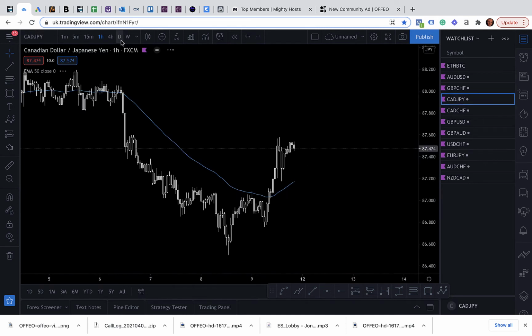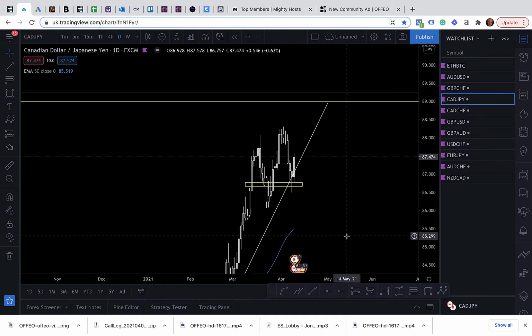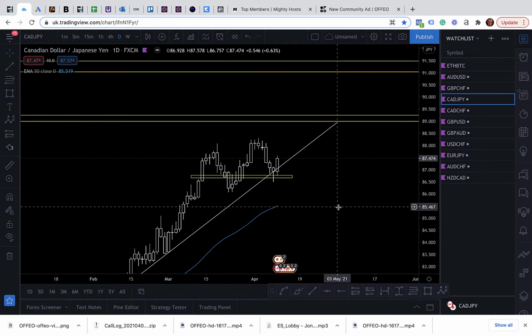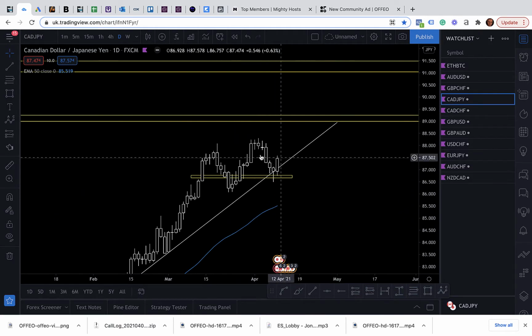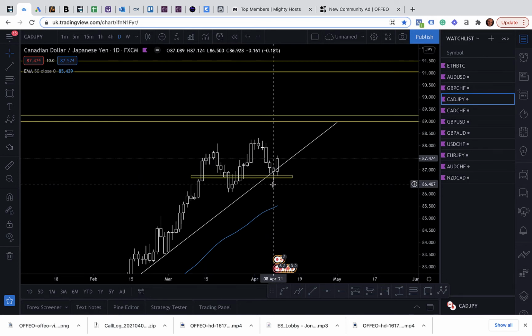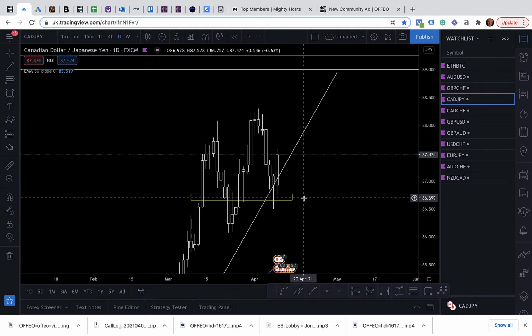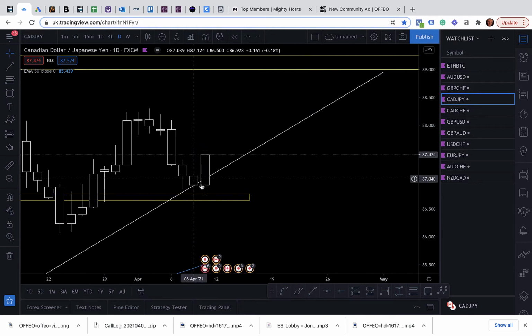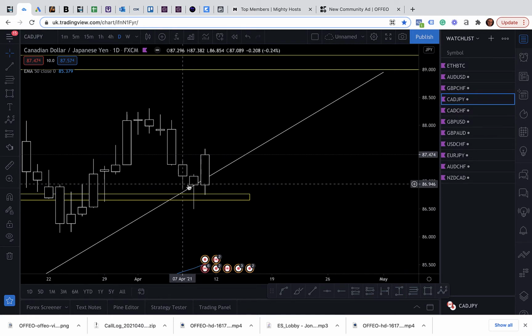So Cad JPY, let's go to the daily and let's see what we're looking at. Again, I think that sellers have definitely been tricked here, because of course we did have this break below the trend line, break below this mini support zone, but we've closed all the way back up on Thursday here, just right on line with this trend line, and then using that as support again. And then we've had this massive bullish candle on Friday that's engulfed the head of this hammer candle and invited a lot more buyers.